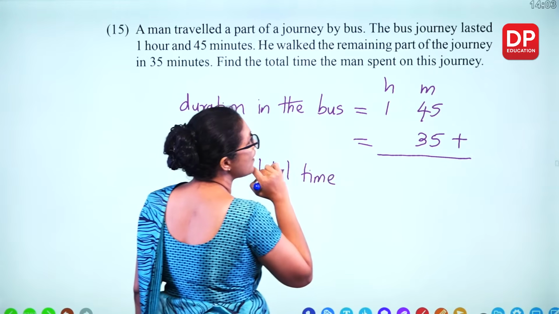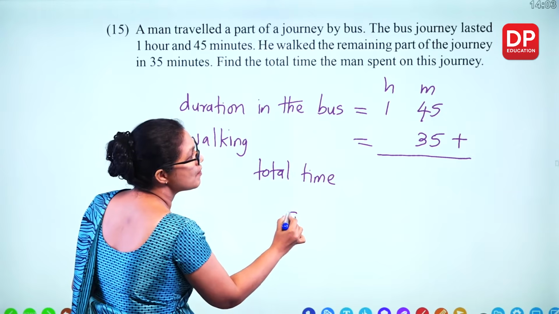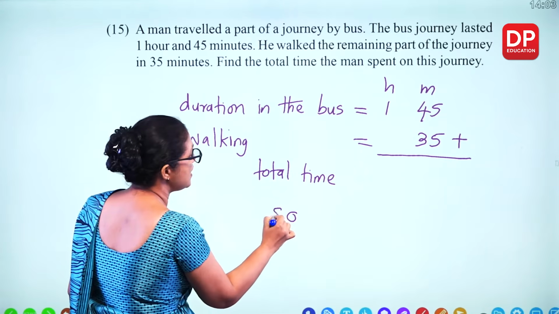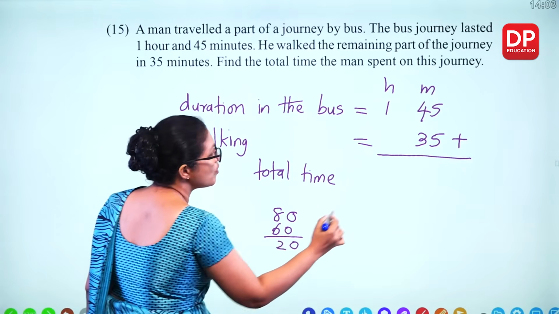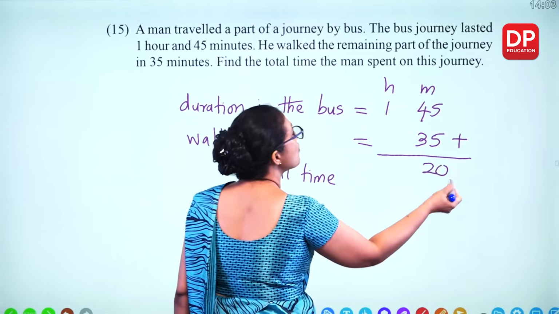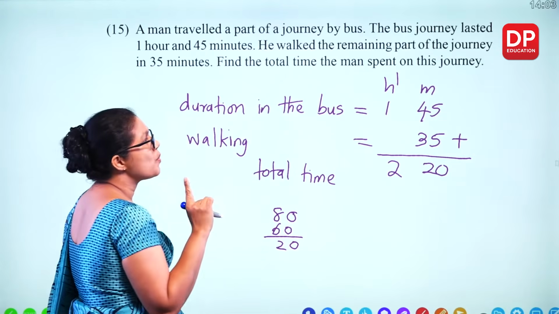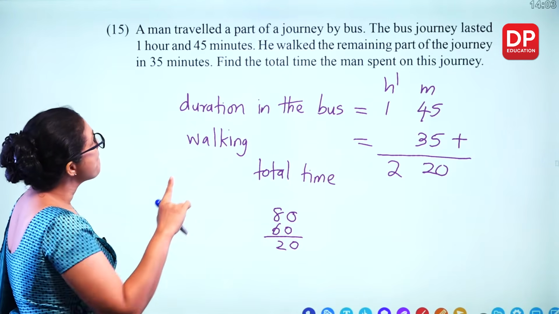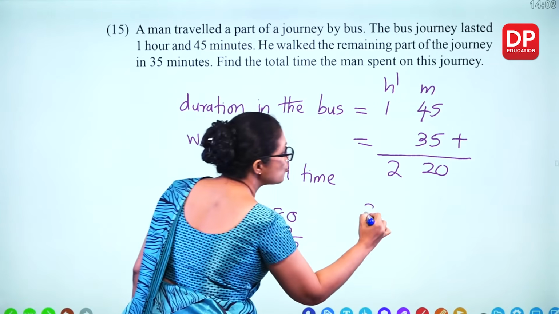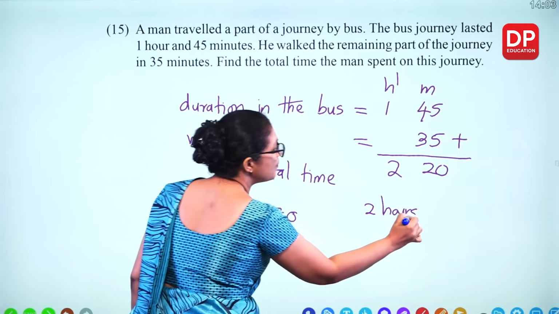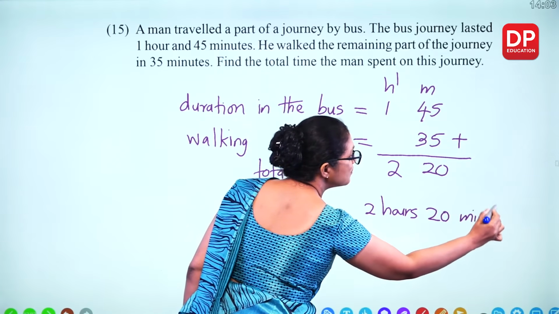So the total time, we add these together. So 45 and 35, what you get? 10, 80 minutes. 80 minutes subtract 60, you get 20 here. So you are taking 1 hour there. So that's 2 hours and 20 minutes. So that's the total time. So you can write 2 hours and 20 minutes.